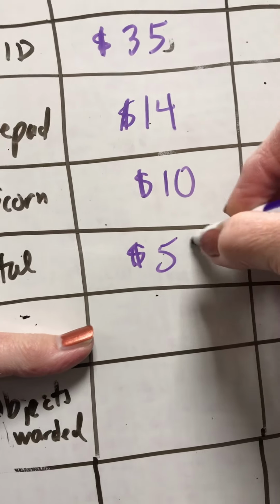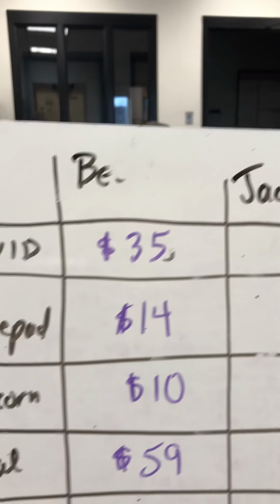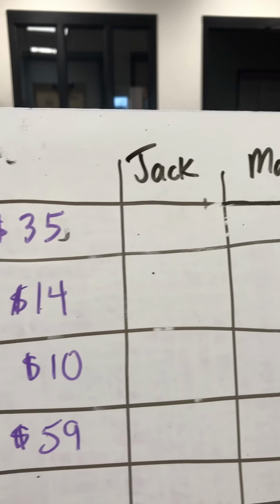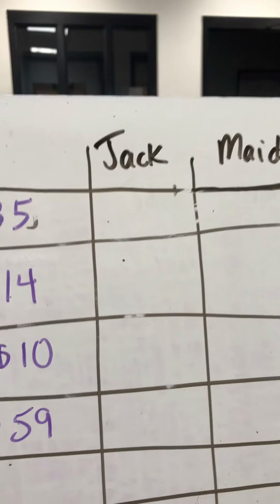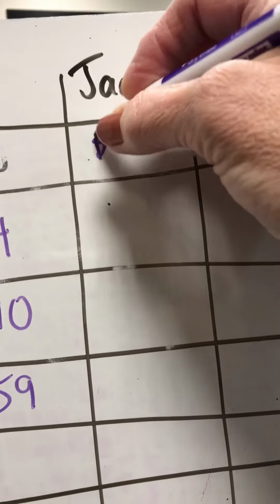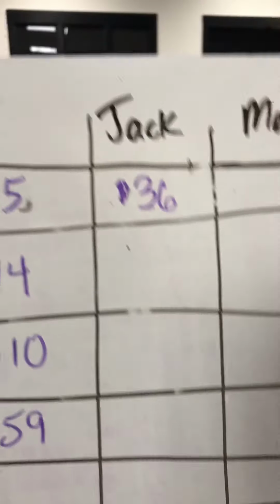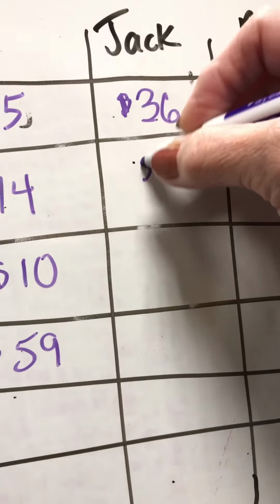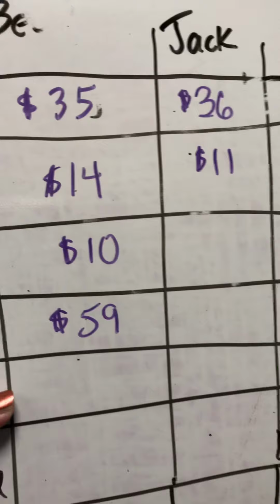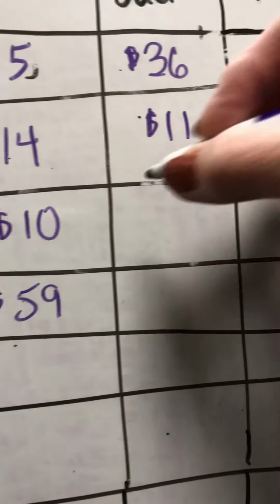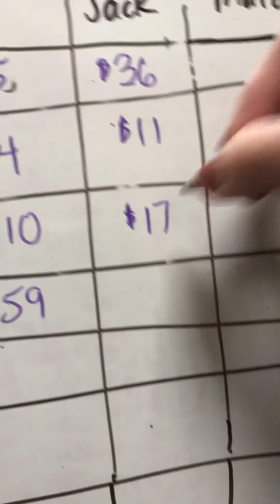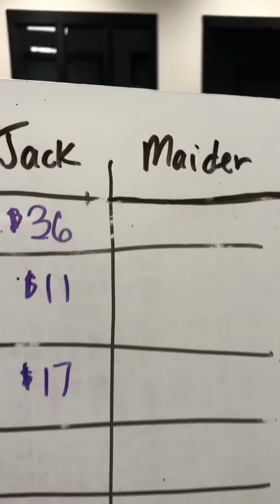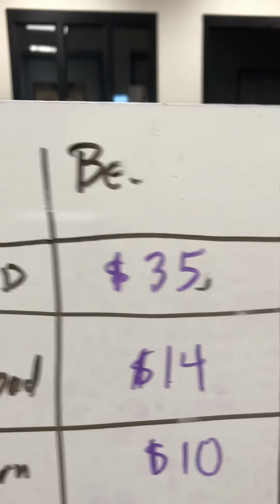$59. And Jack, what is your bid for the COVID? I bid $36. All righty. And what is your bid for the notepad? $11. And what is your bid for the unicorn? $17. All right. And what is your total bid? $64. Thank you, 64.